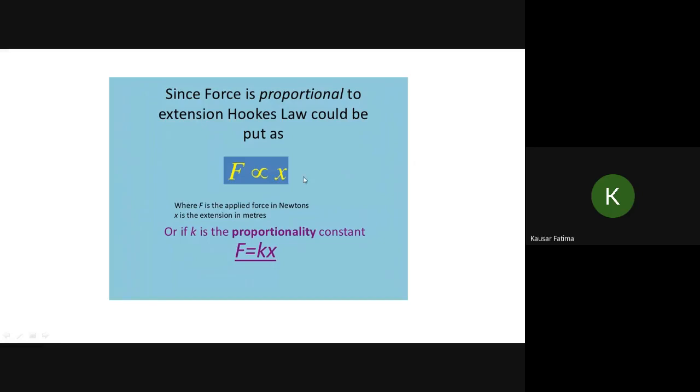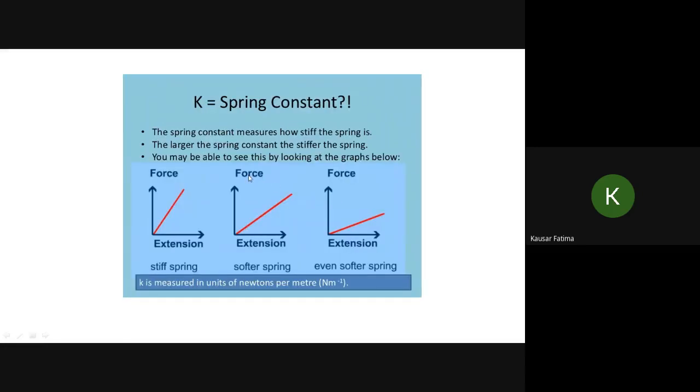So force is proportional to extension, so this is Hooke's law. And here the spring constant is force over extension. Remember, we can take extension on the y-axis and force on the x-axis as well, but taking force on the y-axis and extension on the x-axis gives you directly the spring constant, because k is equal to F over x. So the greater the gradient of the graph, the greater will be the spring constant.